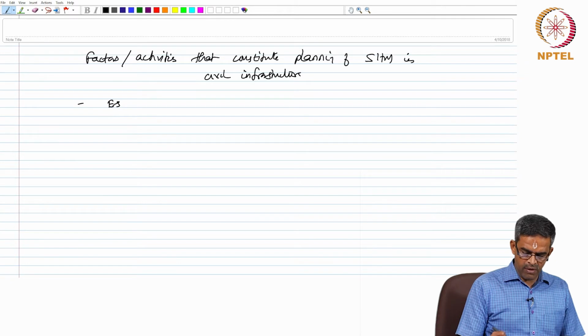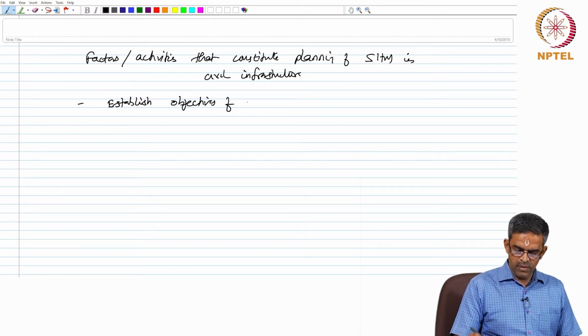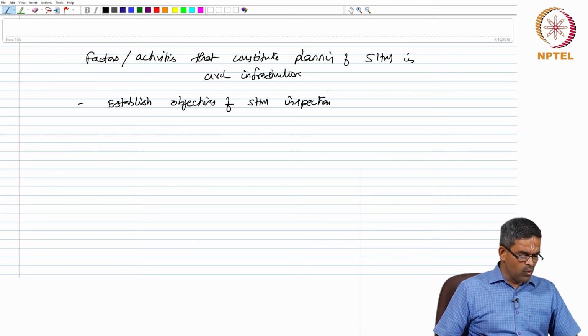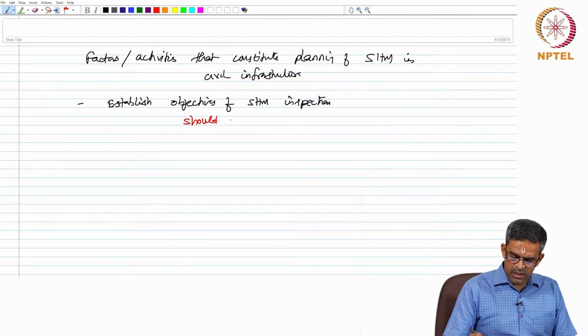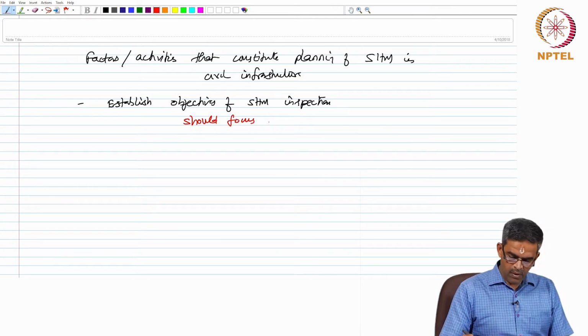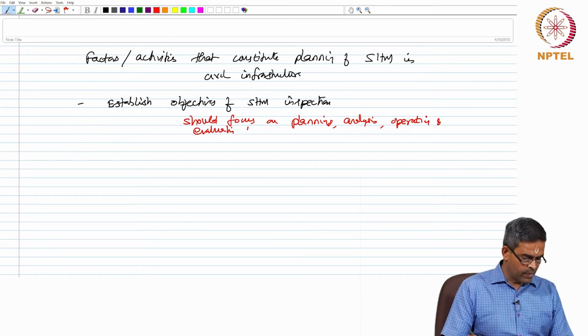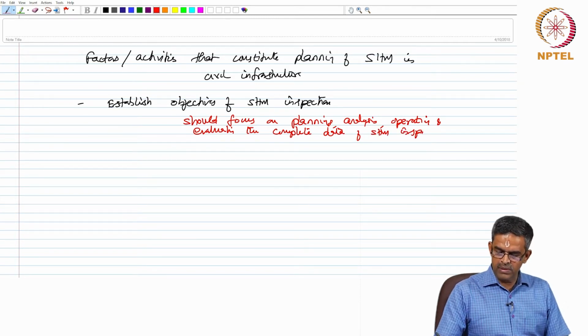The first activity will be, let us try to establish the objectives of structural health monitoring inspection. Let us be very clear, why are we doing this inspection? It is very important that the inspection objective should focus on planning, analysis, operating and evaluating the complete data of SHM inspection process.